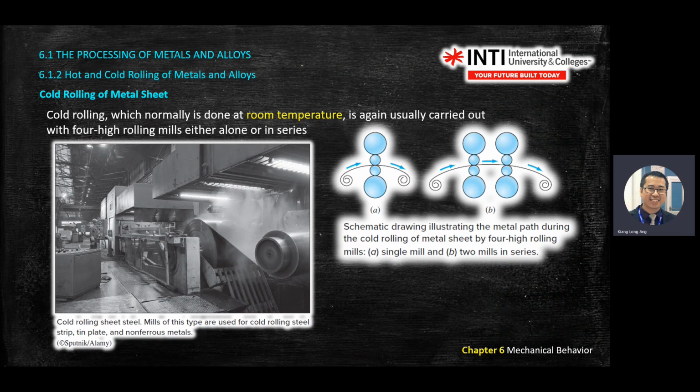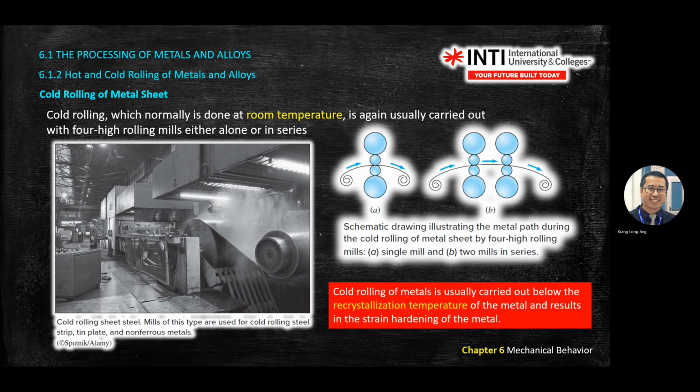So we have hot rolling and cold rolling. To define hot rolling, we develop from cold rolling. Cold rolling is at room temperature. What I mean by hot is above room temperature. Later, when you study phase diagrams, there will be a phrase called recrystallization. Cold rolling is carried out below the recrystallization temperature. This will cause strain hardening, which helps the metal become stronger.